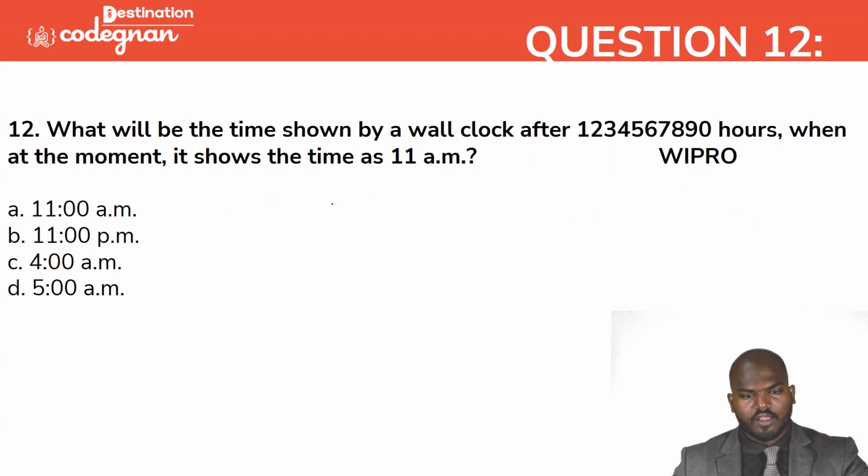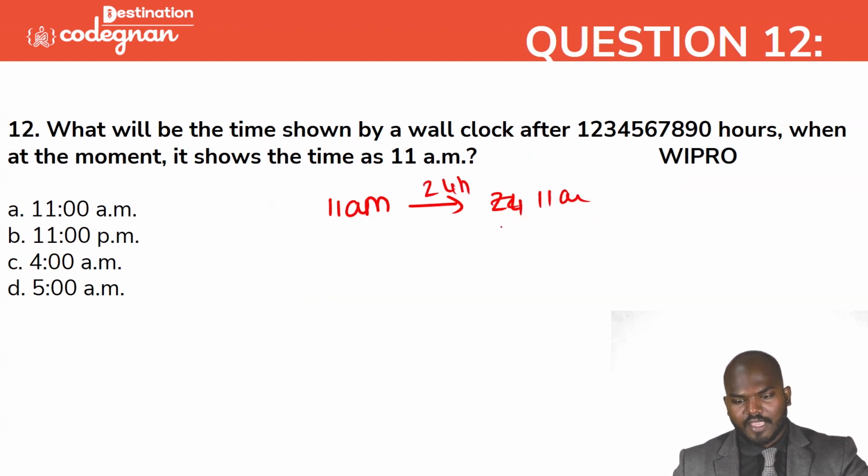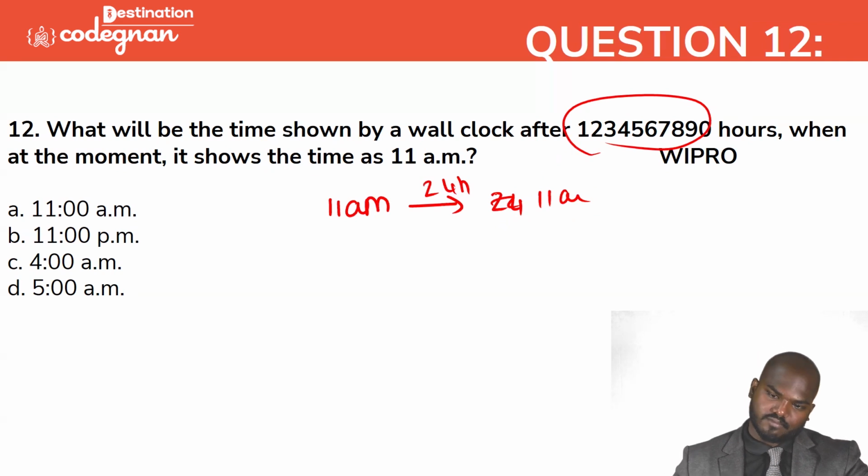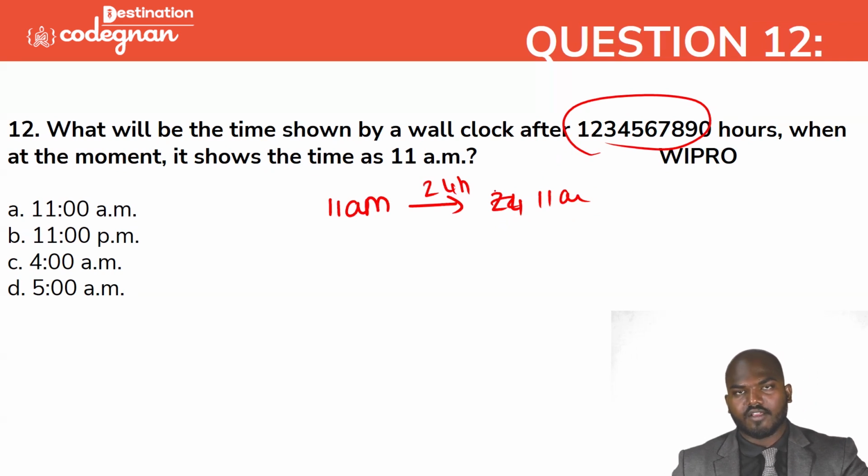So you see this one, 11 a.m. will come next to 24 hours. After the next 24 hours, we can get the same 11 a.m. Same like you need to divide that. So in this particular hour, you need to find out how many 24s are there. That you need to find it out, right? So I am taking it up.